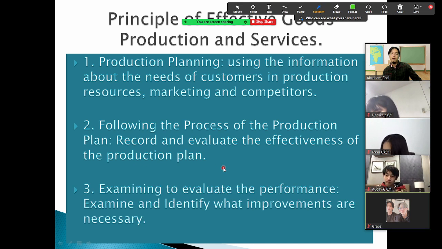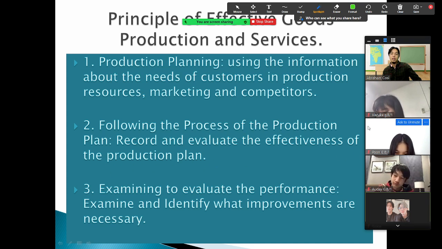Before you proceed to number 3, examining to evaluate the performance, examine and identify what improvements are necessary. If the production is already stable, the income is already stable, then you need to think about how you are going to make your product better.